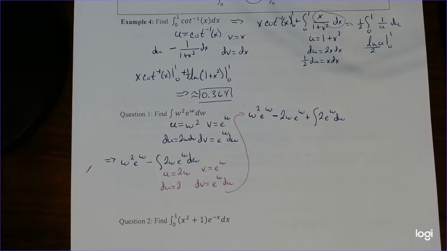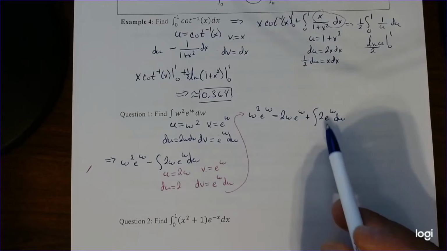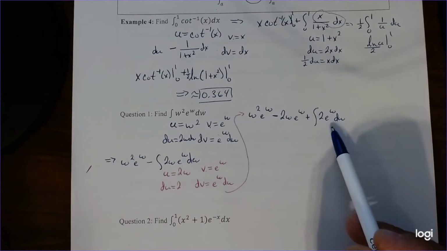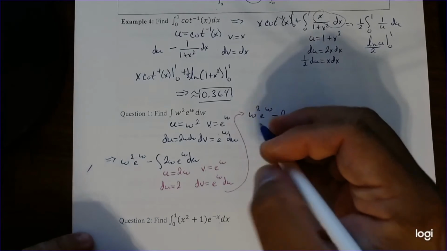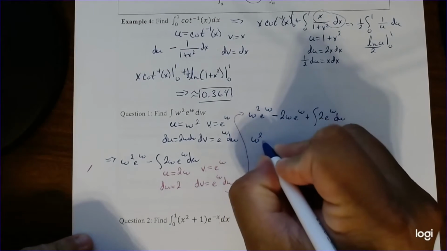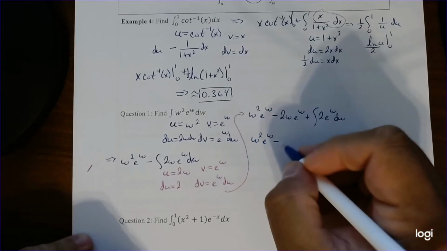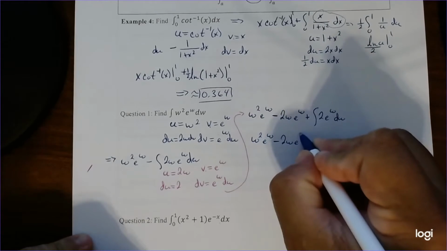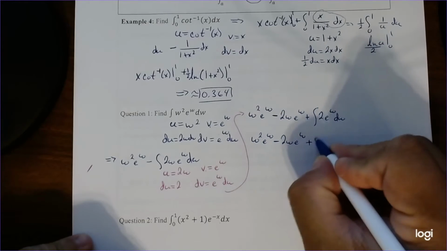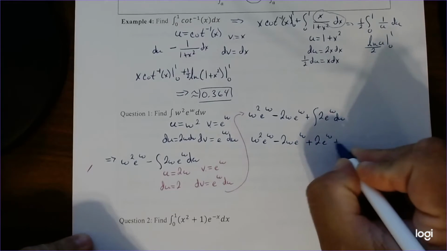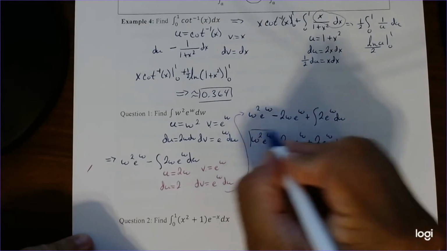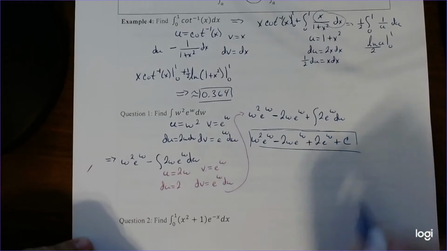Right? And now we just integrate this, which is the best part, it's just e to the w, because that just goes away. So our final answer is w squared e to the w minus 2w e to the w plus 2e to the w plus c. Don't forget a constant. And there we go.